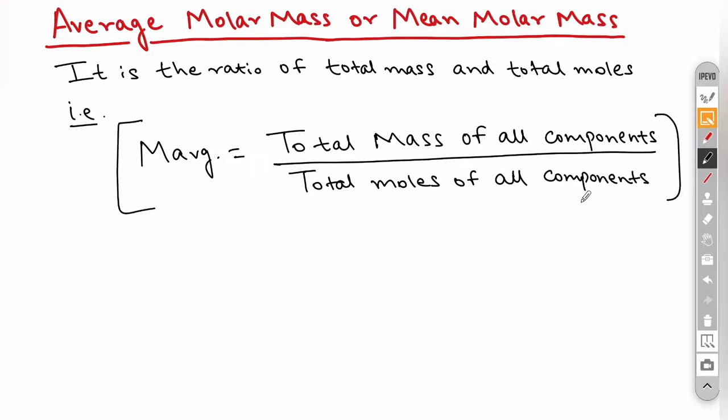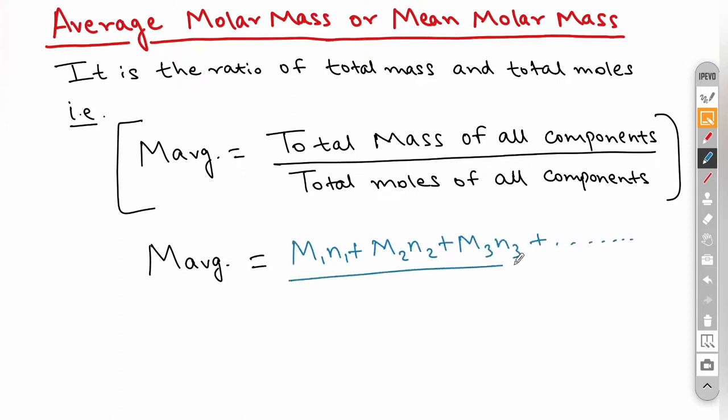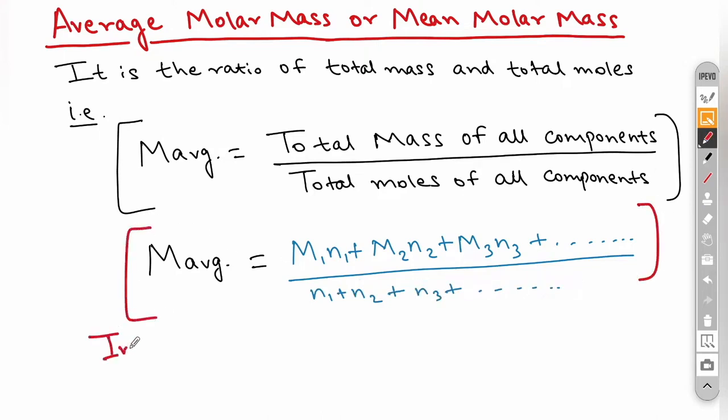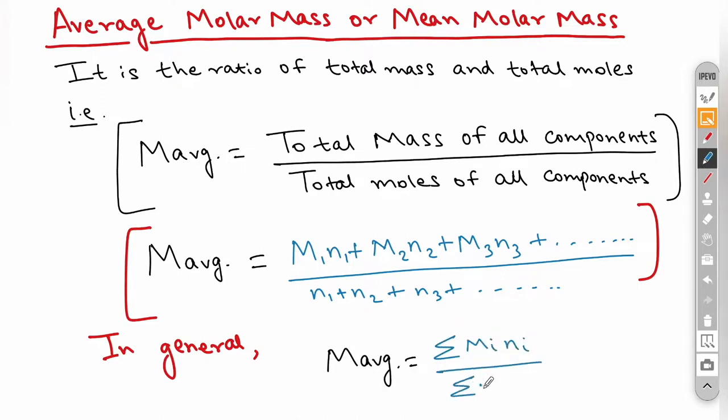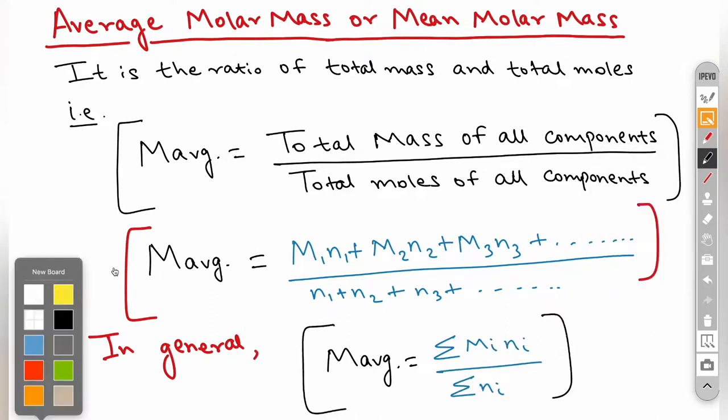Now the formula is M average is equal to M1 N1 plus M2 N2 plus M3 N3 plus up to n terms divided by N1 plus N2 plus N3 plus up to n terms. This is very important. In generalized form, we can write M average is equal to sigma Mi ni divided by sigma ni, i is from 1 to n. M is for molar mass and n is for moles.